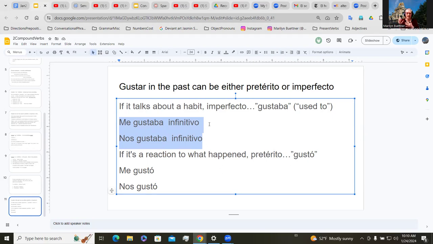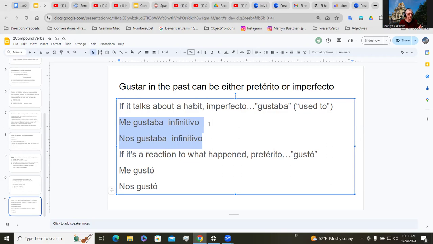Me gustaba. ¿Tienen ustedes algún ejemplo con me gustaba? O nos gustaba, o le gustaba, les gustaba. Nora, bien. Me gustaba practicar al tenis, pero ahora me preferiría montar mi bici. Bien, excelente, sí. Me gustaba jugar al tenis. I used to like. I liked playing tennis. I used to like playing tennis. Así. Bien. Okay. Pero habla de un hábito y con el segundo verbo.